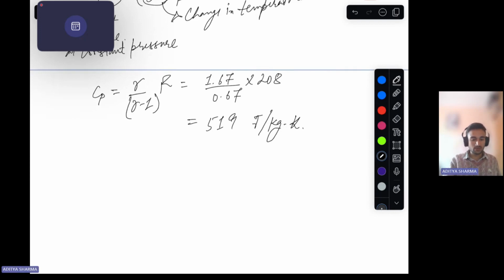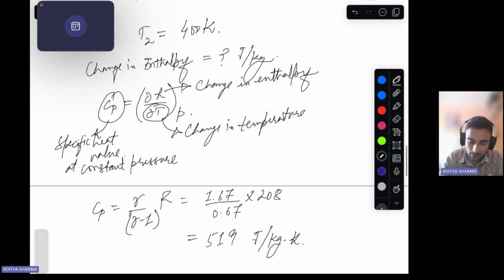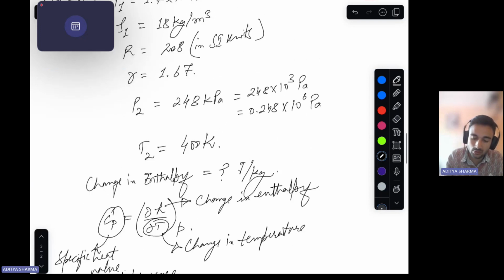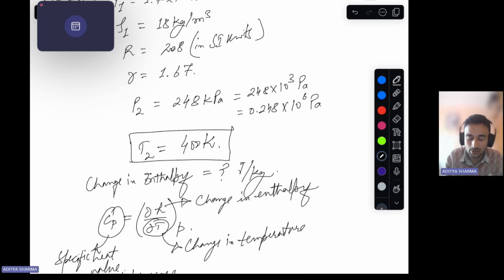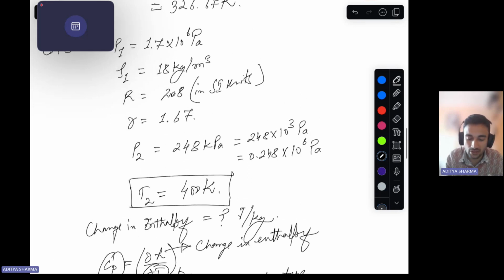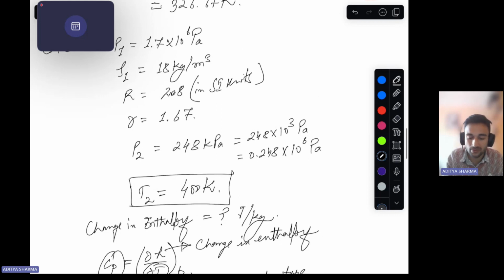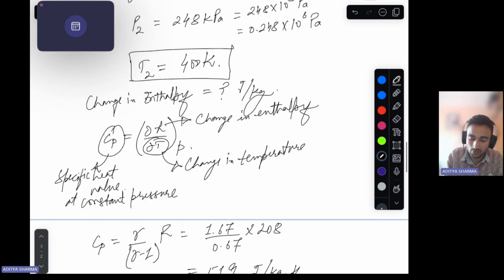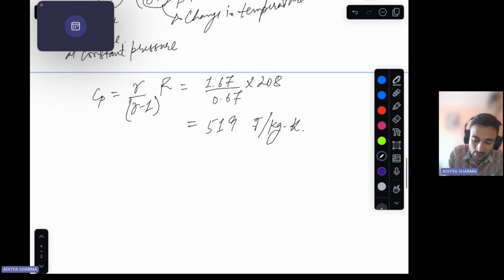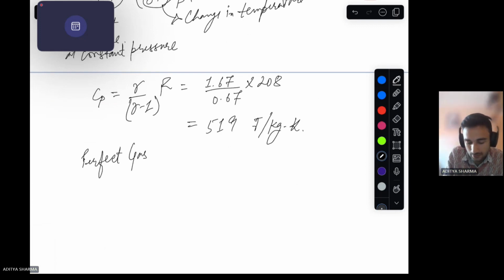So this was Cp, and here T2 is available, right? But to figure out the change, we need T1 also. So how do we find T1? We know from the perfect gas equation.